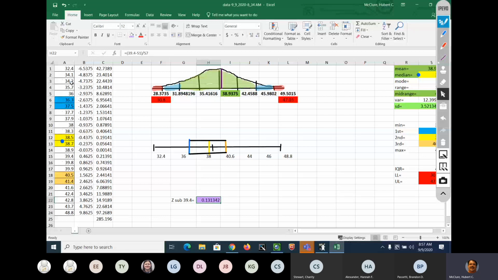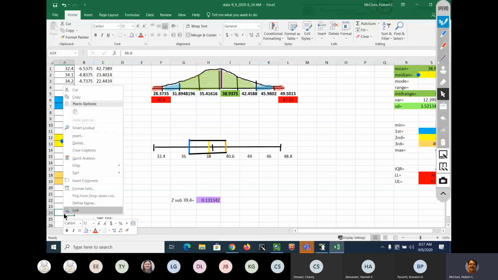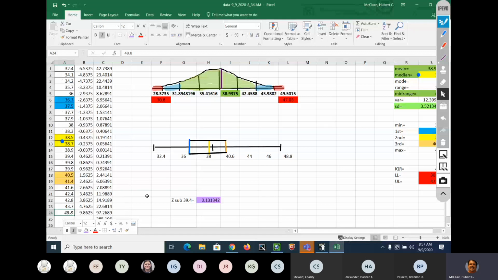47.03, we have one outlier. So I'm going to highlight this one. I'm going to put that in italics because that number is an outlier: it's above our interquartile range upper limit, but it's not above our empirical rule limit. So depending on which one you're looking at, that's an outlier.